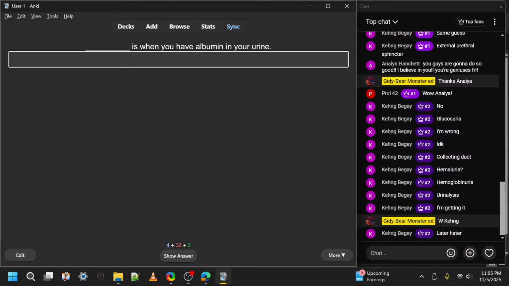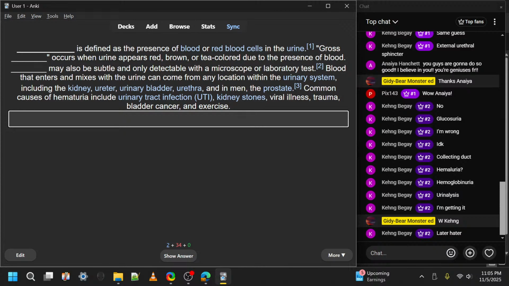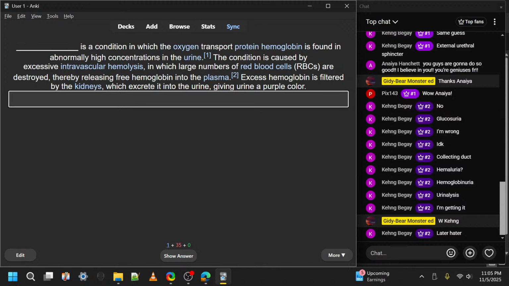Urinalysis. Albumin in your urine. This is albuminuria. This is glycosuria. Red blood cells in your urine. This is hematuria. Hemoglobin in your urine is hemoglobinuria.